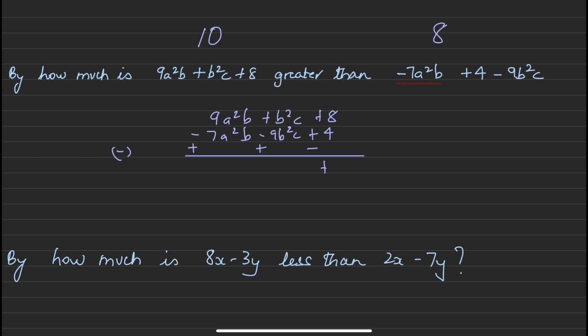Plus 8 minus 4 is plus 4. Plus 1 plus 9 is plus 10. And 9 plus 7 is 16. This is it.